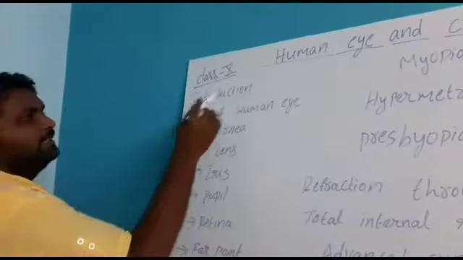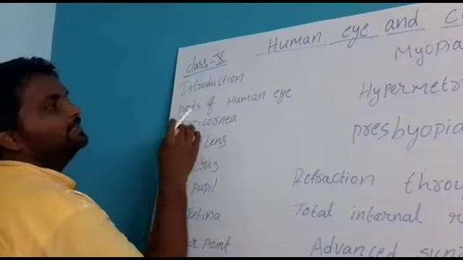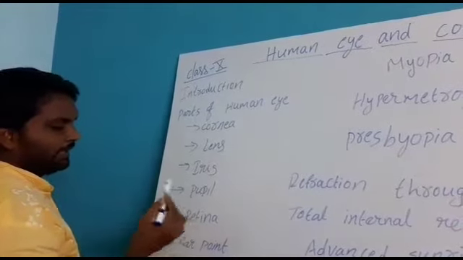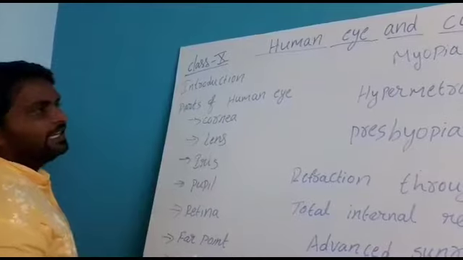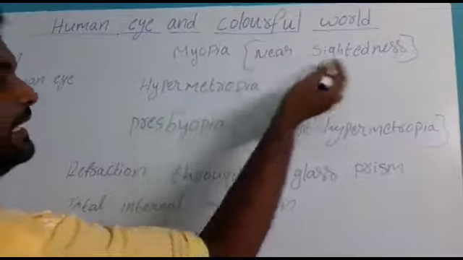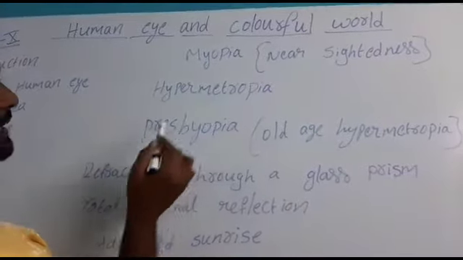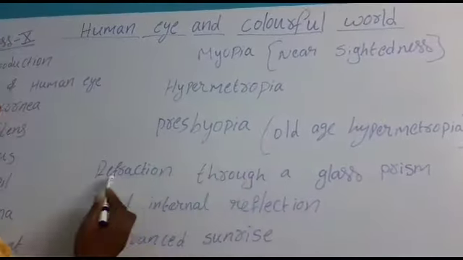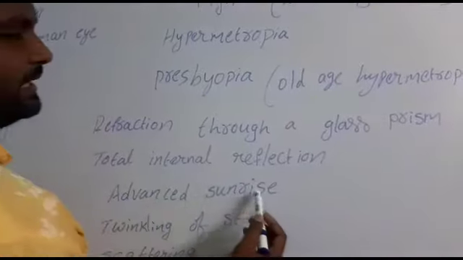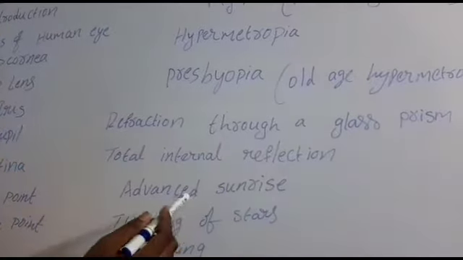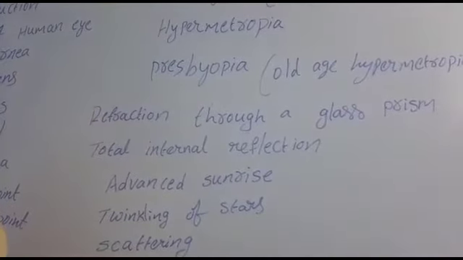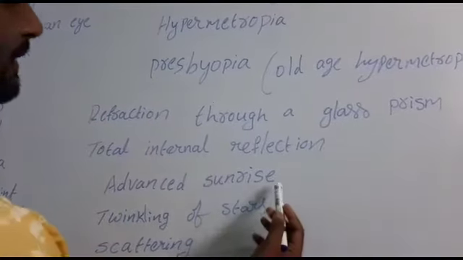First, in this lesson we learn about the introduction, parts of the human eye: cornea, lens, iris, pupil, retina, far point, near point, myopia, which is one type of defect, meaning near sight, and hypermetropia, presbyopia, refraction through a glass prism, total internal reflection, advanced sunrise, meaning in the sunrise time we will get one color, and in sunset time we will get another color. We will learn the reason behind that.